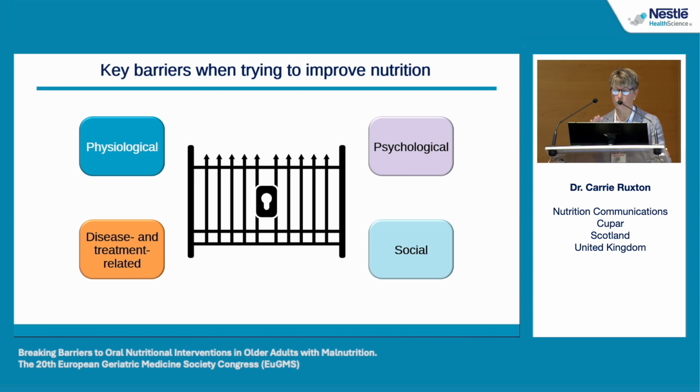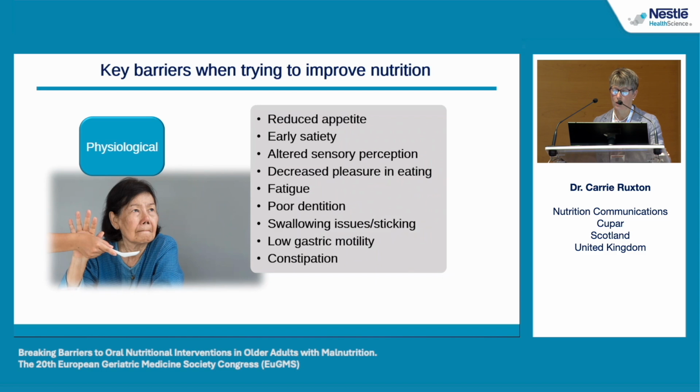Now I've highlighted 4 barriers here. One is physiological barriers, psychological barriers, disease-related barriers, and of course treatment is part of that, and then finally social. So I'm just going to take each of these at a time. So physiological, I mentioned already that elderly people tend to be less hungry, particularly if they're very sedentary. So they will eat less food. They will perhaps have early satiety where they get full quicker.